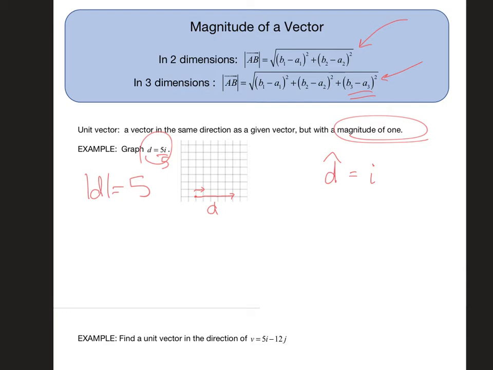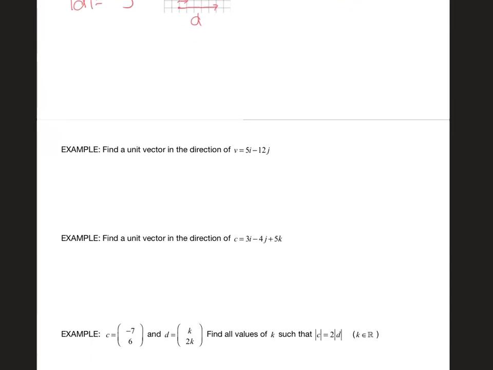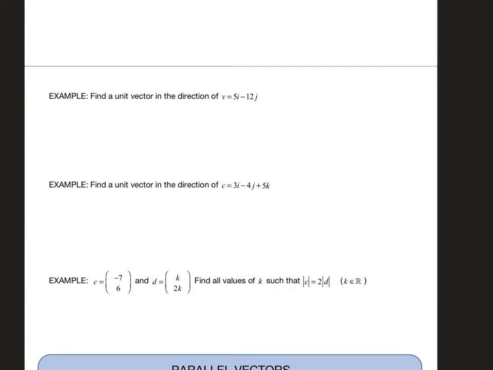So let's try one that's not quite so easy, right? It's not bad, but just kind of using this. So let's find a unit vector in this direction. In order to do that, I need to know what the magnitude of v is.